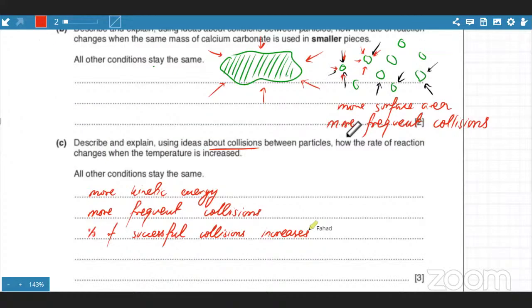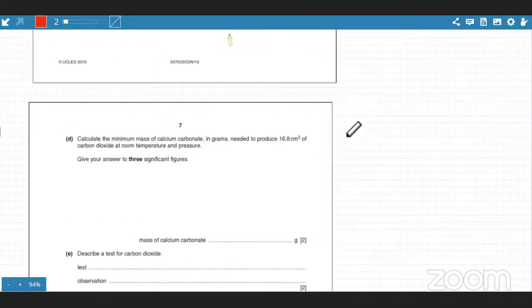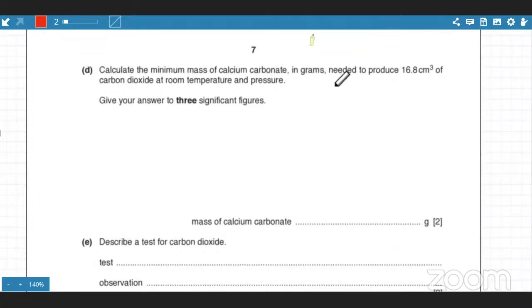Let's go back and have a look at the next part, which is a moles part. Calculate the minimum mass of calcium carbonate in grams needed to produce 16.8 cm3 of carbon dioxide at room temperature and pressure. Give your answer to 3 significant figures. So let's find the moles of carbon dioxide first. What's the formula for gases? It's the volume of gas, which is 16.8 cm cube, divided by the molar volume. Since it's cm cube, I'm going to keep everything in cm cube. So 24,000 cm cube. Let's open our calculator. It's going to be 16.8 divided by 24,000.